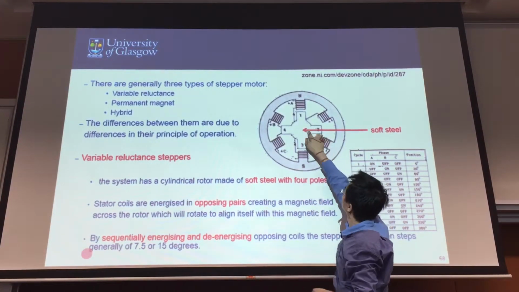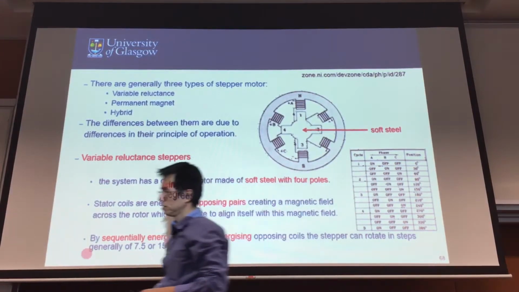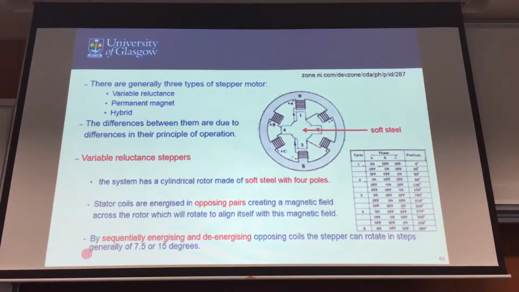So if I want this position 1 to start rotating in a clockwise manner, what I need to do is to energize this coil and this coil. So instead of energizing this, I will energize this and this coil. If I were to do that, then you see, I'm going to do a slow motion. You see it rotate. Right, let's do that slow motion.